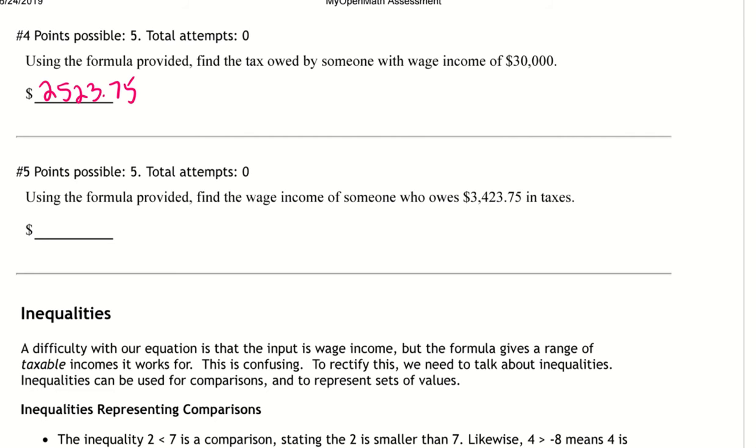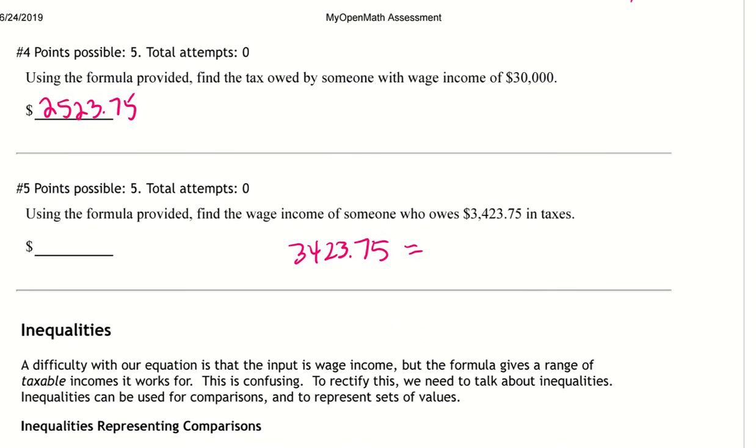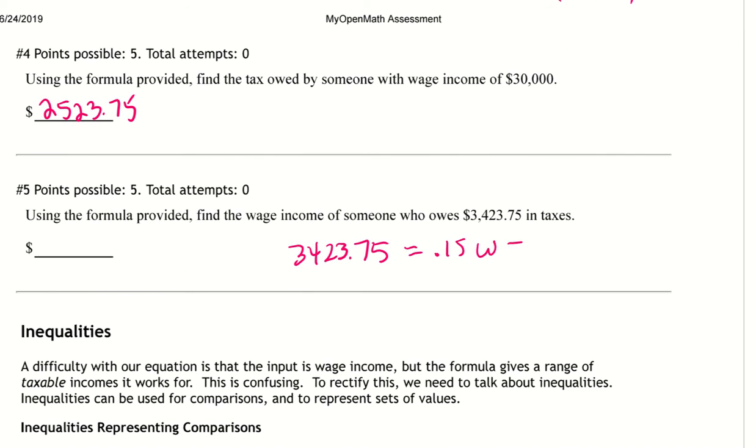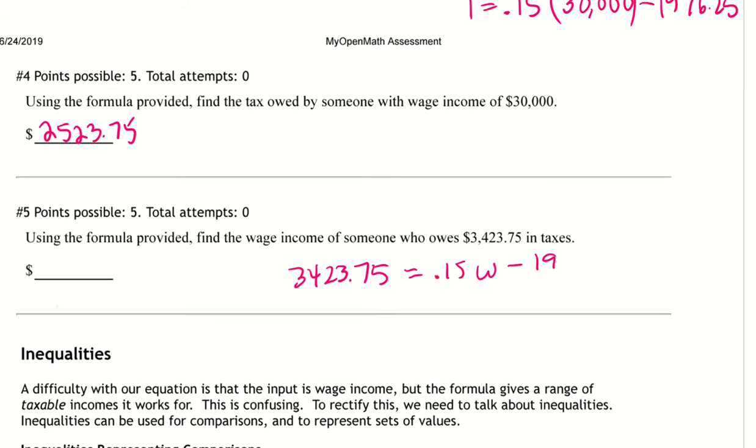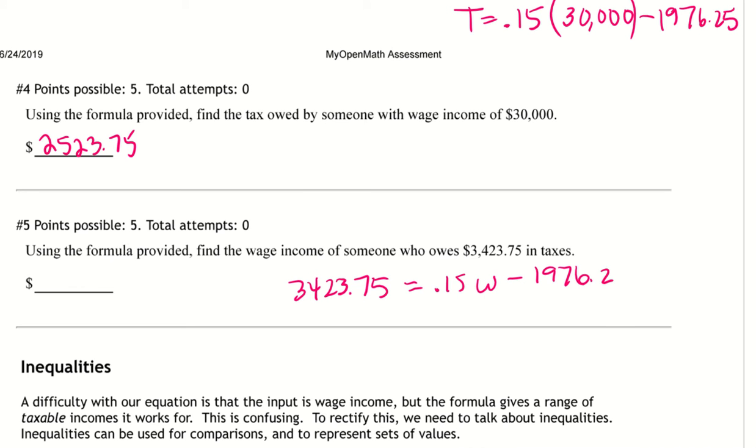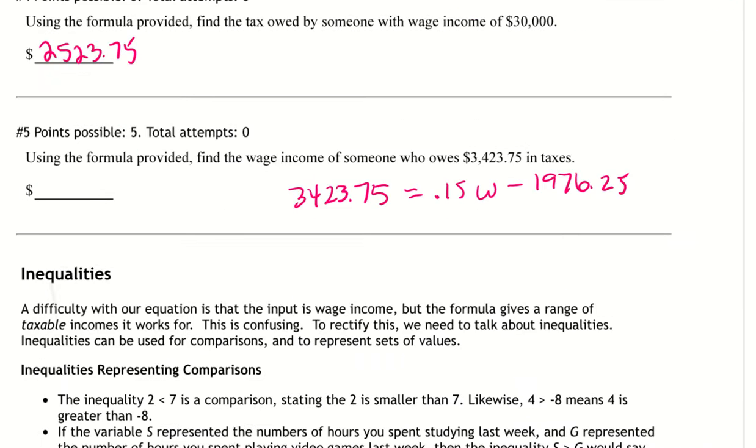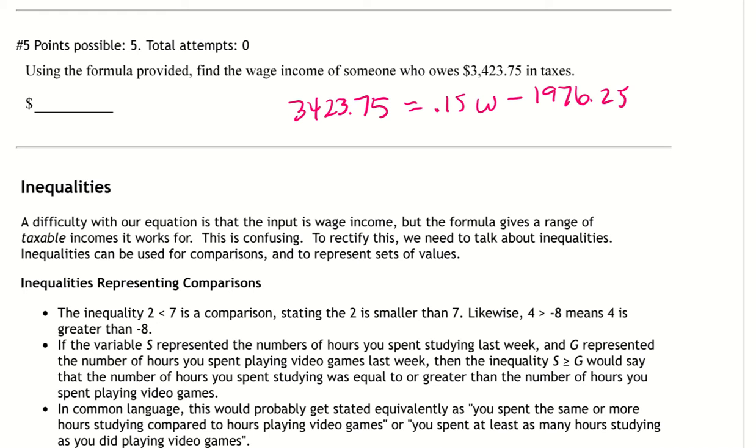Now using that same formula, find the wage income if we're given taxes. That means I have to plug in $3,423.75 for the taxes part, and then I need to solve for W. Just because the numbers are bigger with decimals doesn't mean we do anything different. We're still going to add, subtract, and solve for that variable. So I'm going to add the 1976.25, but this time you might feel more comfortable doing it with the calculator. That is perfectly fine.